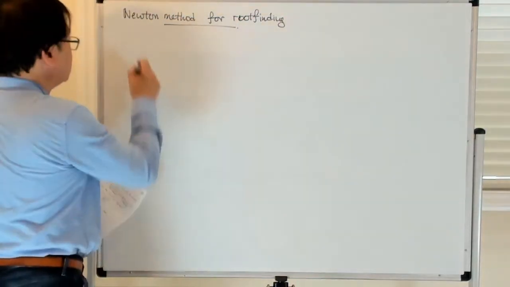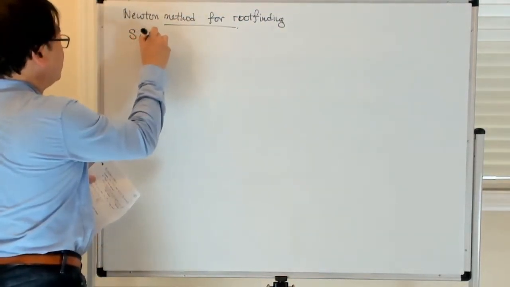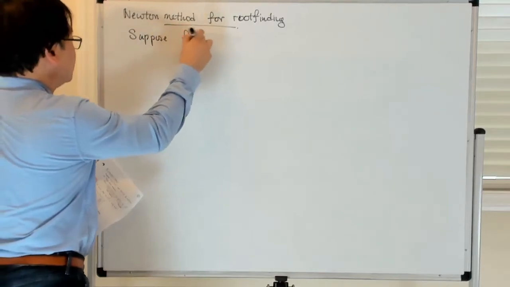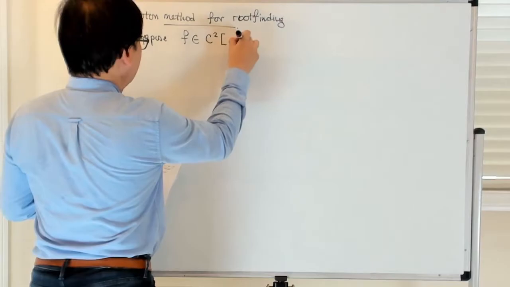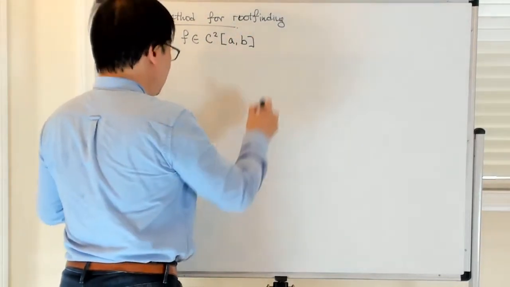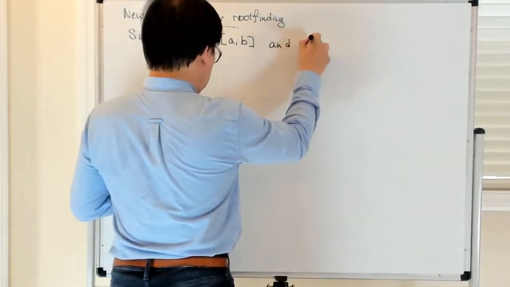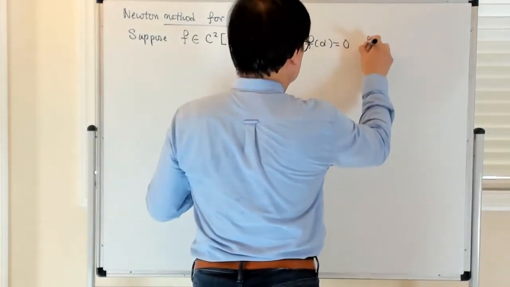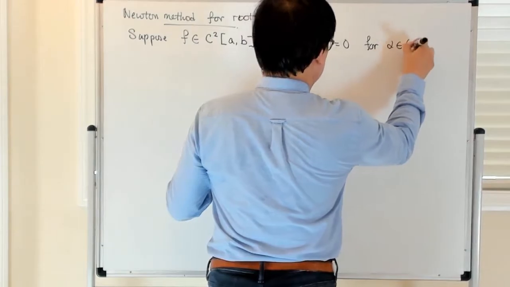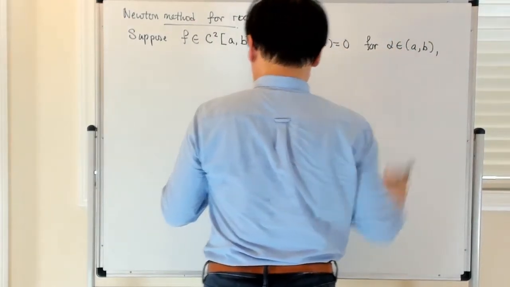Okay, so let's suppose we're given a function f which is twice differentiable on the closed interval from a to b, and f of alpha is equal to 0 for some alpha which is in the open interval from a to b.